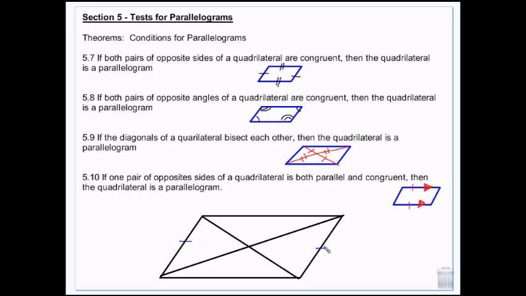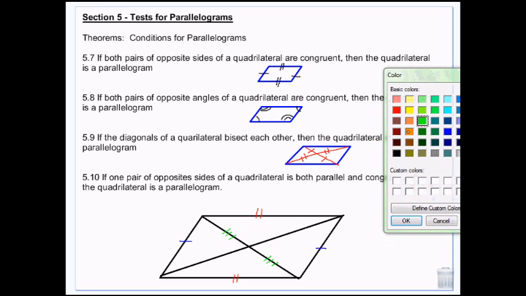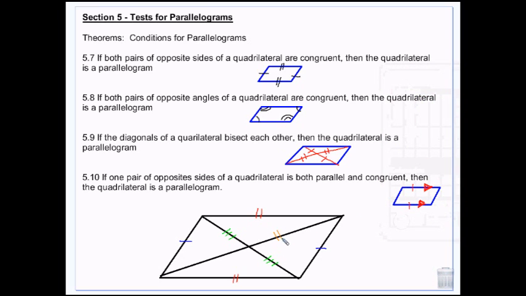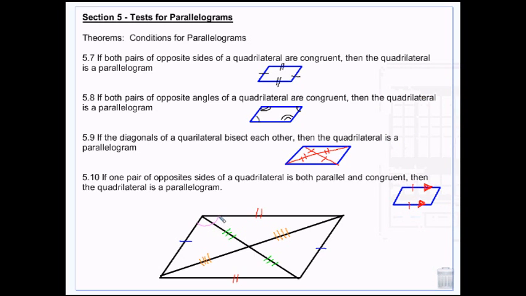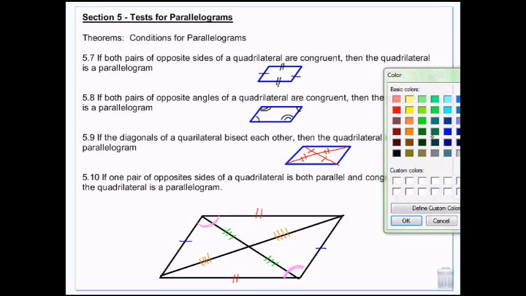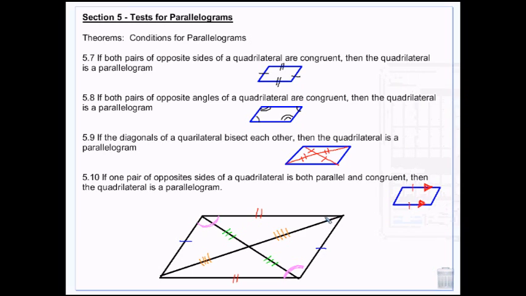this length is the same as this length. This length is the same as this length. This length, the same. These lengths the same. Okay. Angles. This whole angle is the same as this whole angle. This whole angle is the same as this whole angle. And then we have our little parts of angles that match.